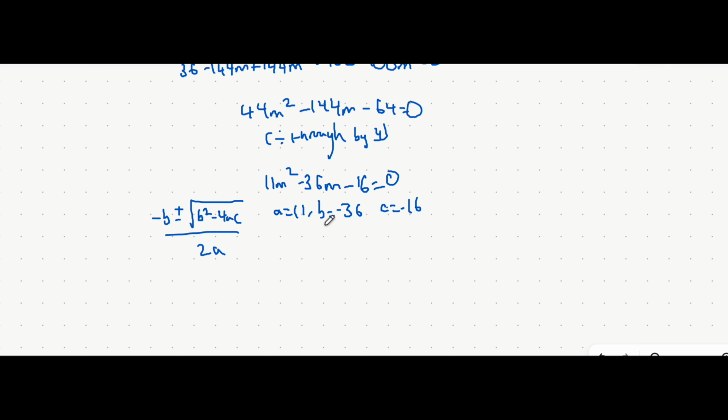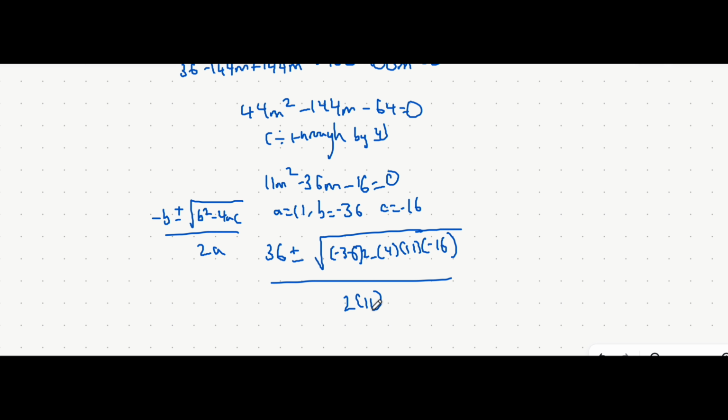Substituting that in, we have minus b is minus 36, which is just positive 36, plus or minus square root of b squared minus 4 lots of a, which is 11, lots of c, which is minus 16, all over 2 multiplied by a, so 2 times 11.